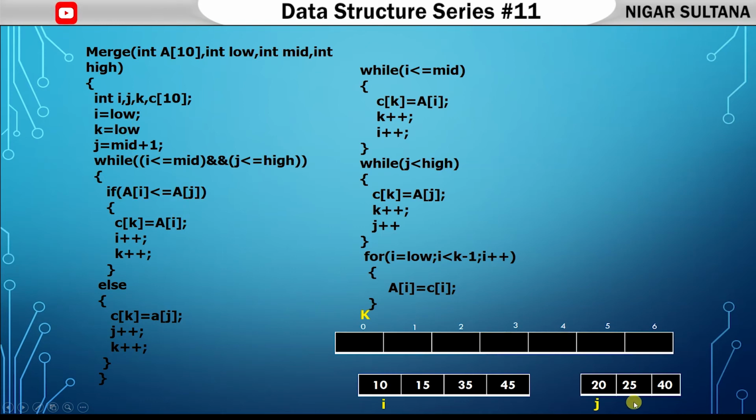Now j will be my mid plus 1. Now I need to compare this. So first we have initialized this part. Now I'll be comparing this. So this part is completed. This is my initialization part. So this is the graphical representation of the initialization of the variables.